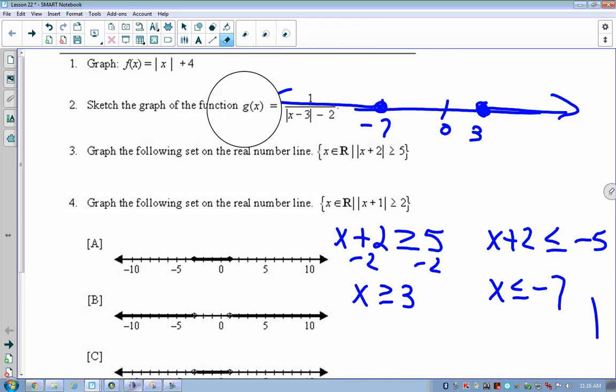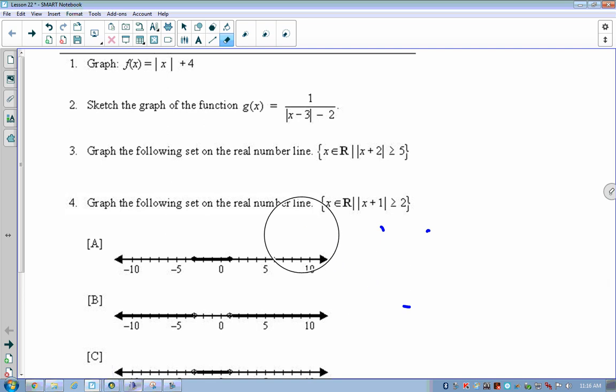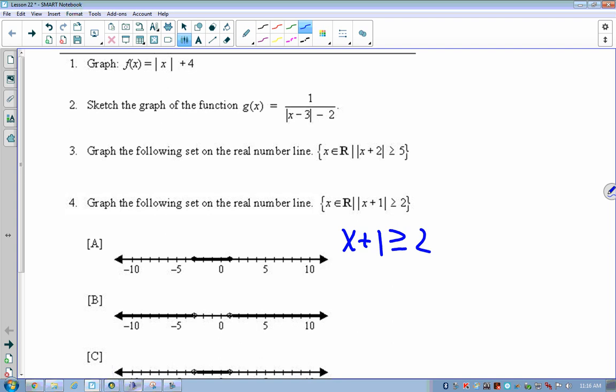Okay, so let's look at number 4. Pretty much the same thing. I'm going to set that up as 2 equations because I don't need to isolate the absolute value. So I have x plus 1 greater than or equal to 2, and x plus 1 less than or equal to negative 2. So I get x is greater than or equal to 1, and x is less than or equal to negative 3.